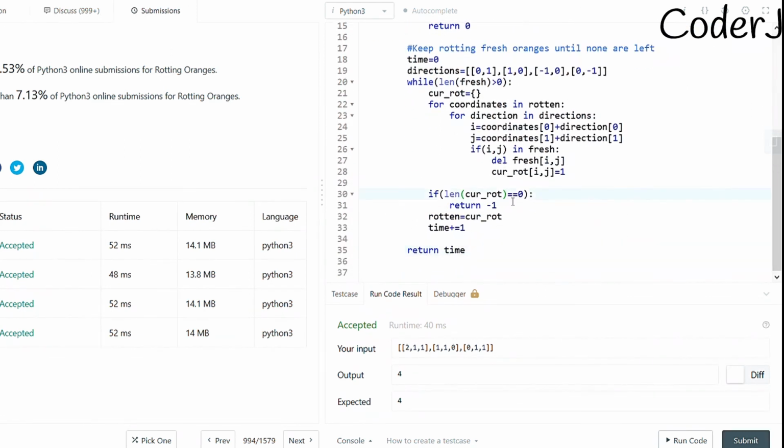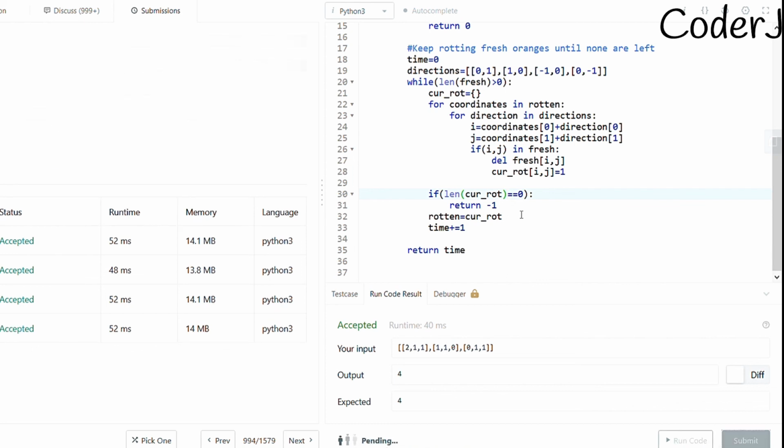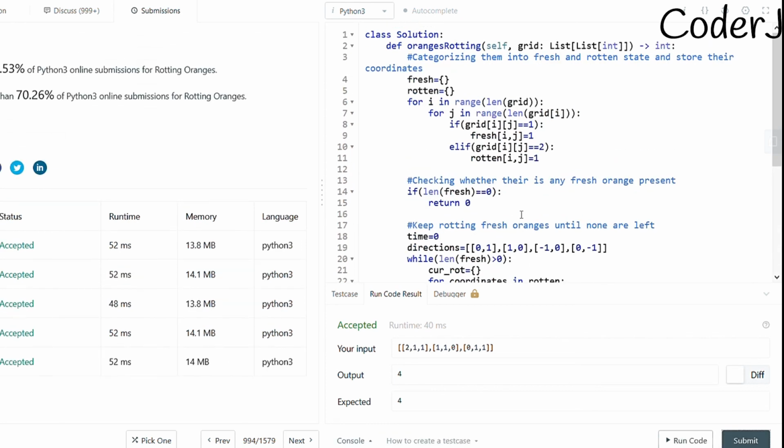After that, for every rotten orange, we traverse all of its neighbors, and we remove them from the fresh dictionary, denoting that they are not fresh anymore, and we add them to the rotten dictionary. Okay, and if we are successfully able to convert all of the fresh oranges into the rotten state, then we just return the time, and yeah, we are done. So this was the complete code, and thank you.